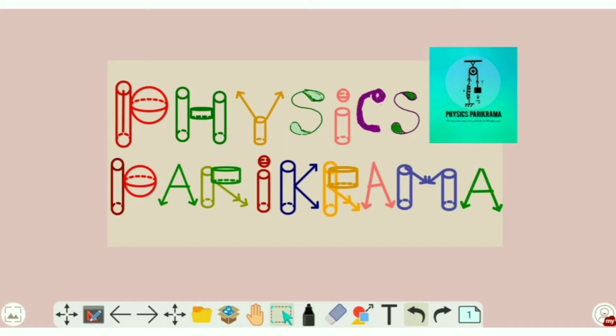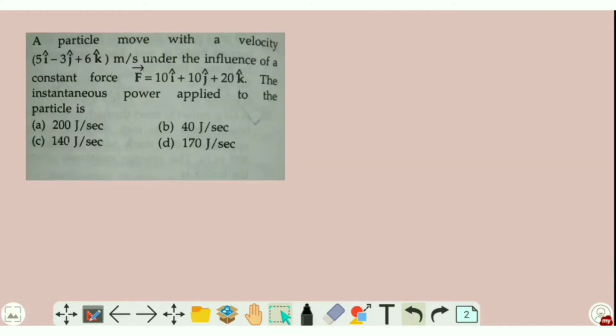Today I am going to start a new topic, work power energy in mechanics. I will solve numericals and explain each and every step so that you can easily deal with them in JEE Main, NEET, WBJEE or any other competitive exams. So let's get started.